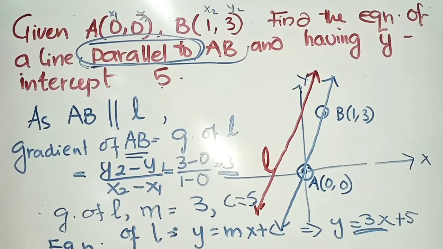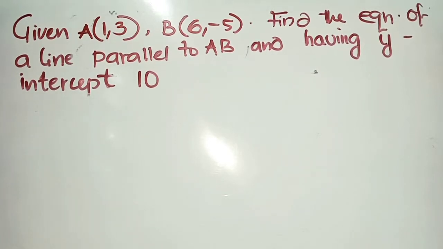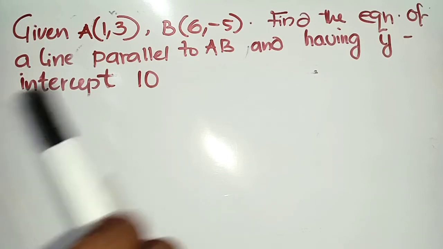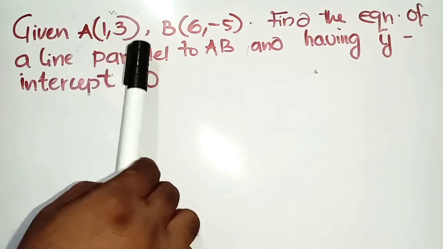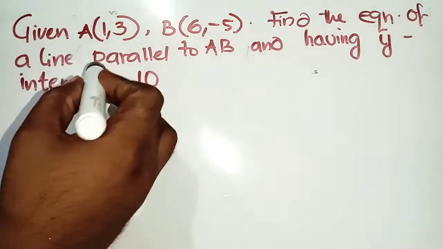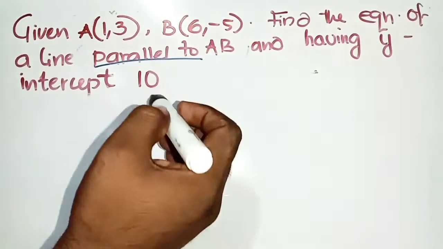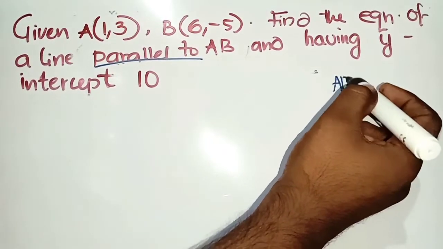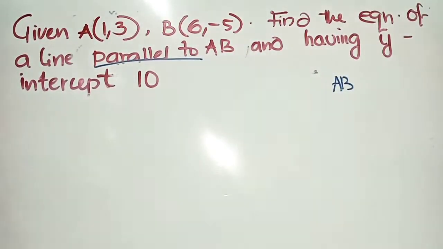Okay, let's do a few more questions so that you can understand this topic very well. In this question, given A(1, 3) and B(6, -5), find the equation of a line parallel to AB and having y-intercept 10. So here also the concept is parallel. We have two lines. One line is AB and the other is a required line. We do not know what that line is. We want the equation of that line.